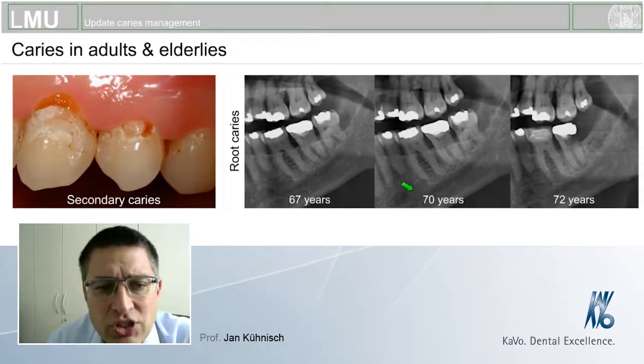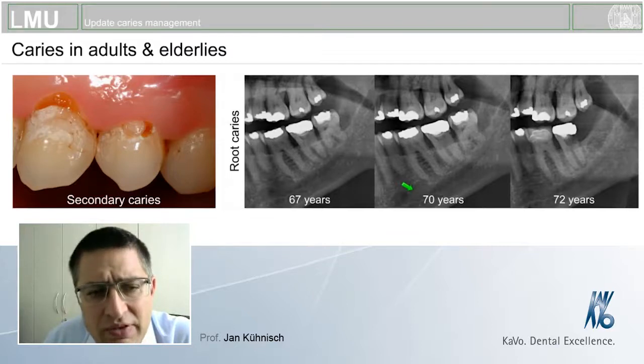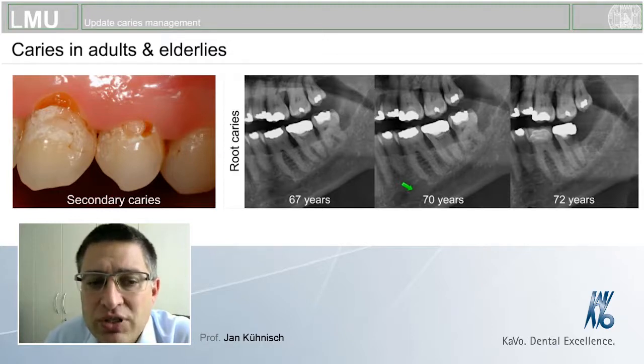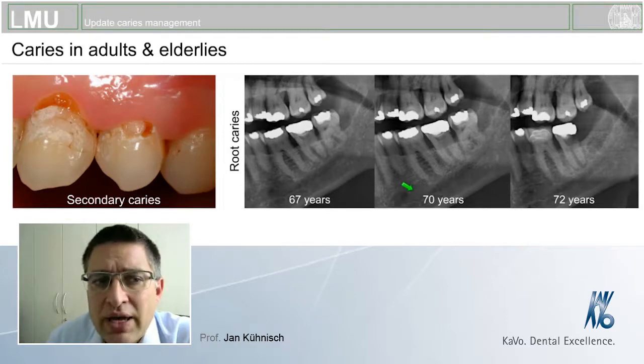What about the situation in adults and elderlies? There we have the problem of secondary caries. It has to be mentioned. A lot of restorations will be replaced due to secondary caries. And another important issue is root caries. With respect to an aging population, it is essential to recognize that the elderly are becoming high-risk patients.